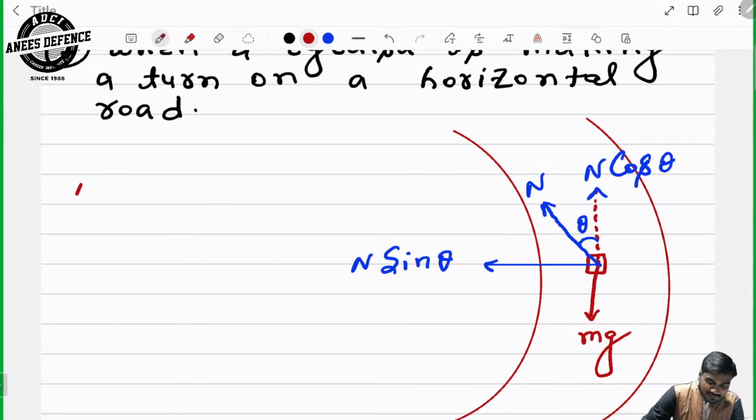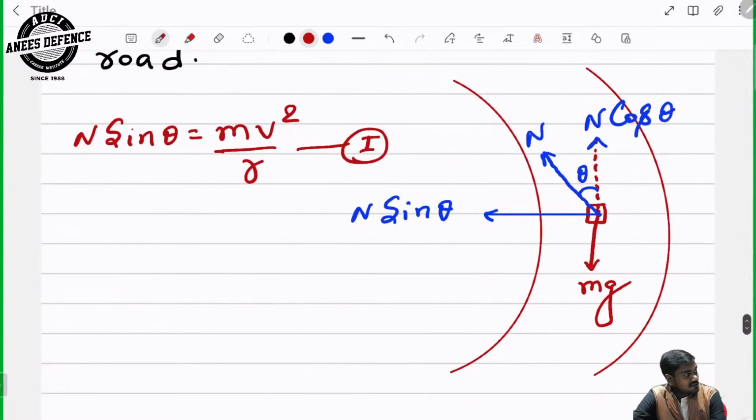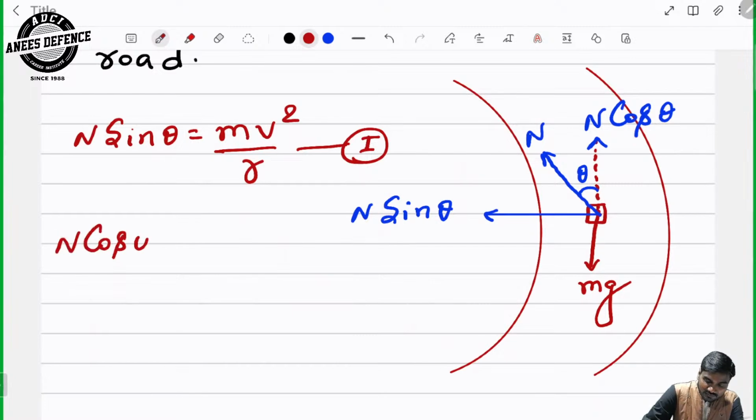N sin theta is equal to centripetal force, mv square by r, equation number 1. And what about the second equation? Balance vertical force. Second trick is what? Balance the vertical force. So N cos theta is equal to mg. In the left hand side, the trigonometric part is present, so that's why write down N cos theta in the left hand side. N cos theta is equal to mg.